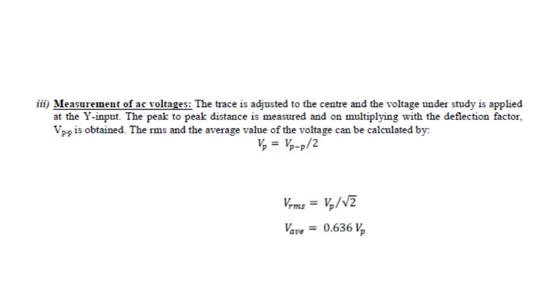AC voltage can also be measured using CRO. Again, the trace is adjusted to the center by moving the knob. There is a knob for X deflection and Y deflection. You can move the knob to the center, and then the voltage is applied on Y input. The peak to peak distance is measured. A vertical line will be there. So just measure from top peak to bottom peak distance and multiply it with deflection factor as I discussed in the previous slide. So you will obtain VPP, peak to peak voltage.